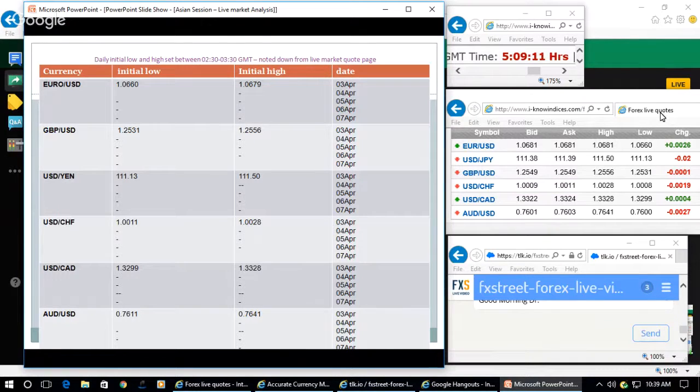1.0660, that has not been breached, whereas euro high has been breached 1.0681. So 1.0679 was the initial high. They just breached the high and holding high. So they are holding above the initial high. So they could make an extended upward move for 2 hours and then start making the slide.